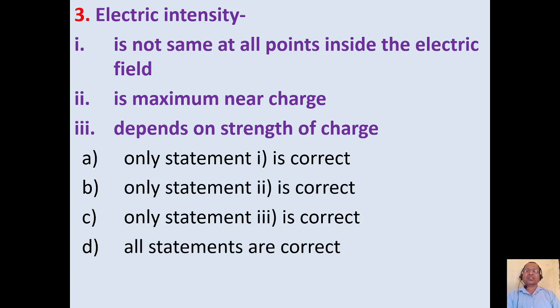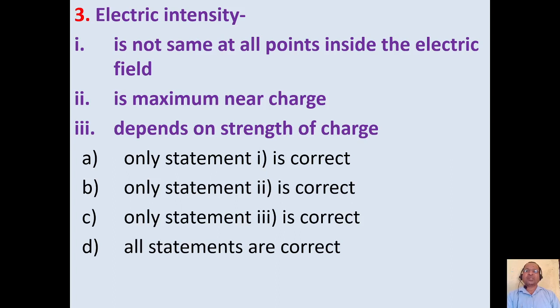Now electric intensity is not the same at all points, because if the point gets changed, distance gets changed, force changes, so electric intensity also changes. So the first statement is correct. Electric intensity is maximum near the charge. This is also correct because near the charge distance is very less, so force will be maximum and electric intensity will also be maximum. So the second sentence is also correct.